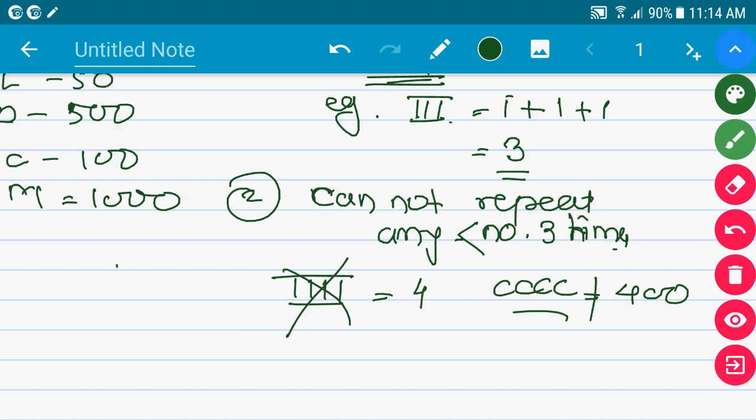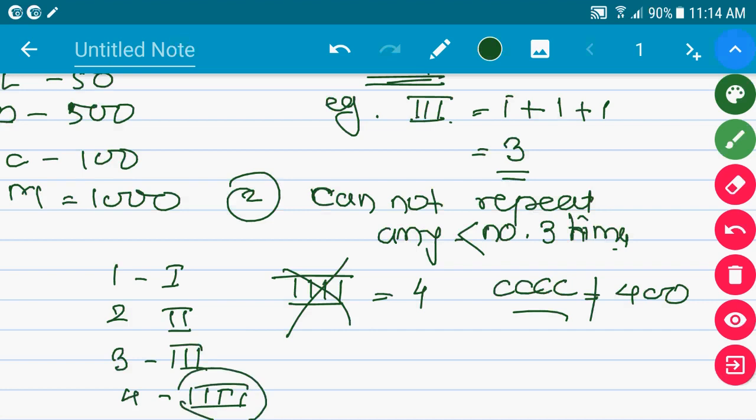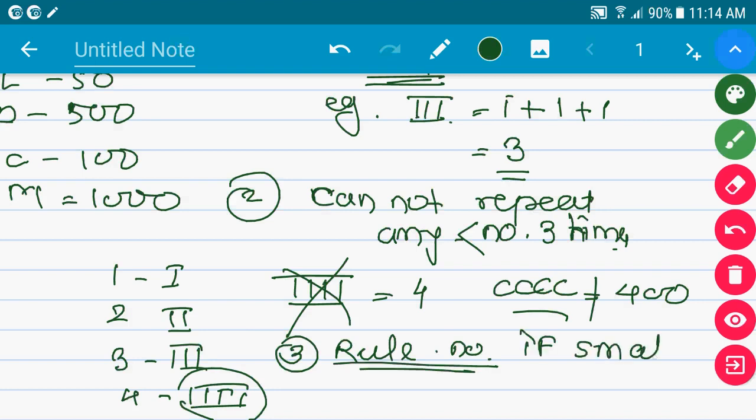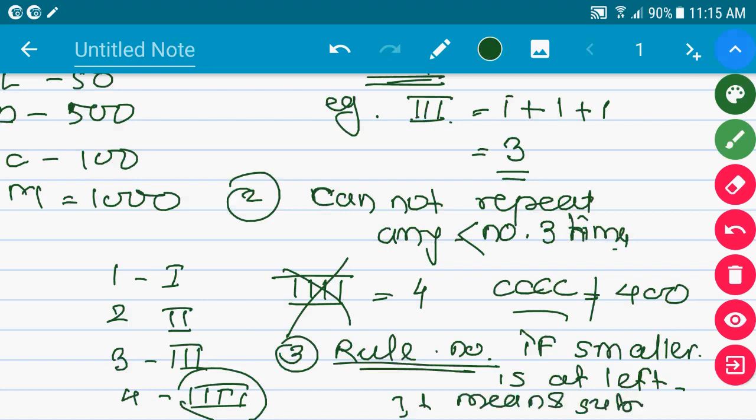In Roman numbers, if I have to write 1, then I will write only a single I. If I have to write 2, then II, because we can add. 3, then III. But for 4, I cannot write IIII. Then what can I do in that situation? So there is rule number 3. If a smaller number is at the left, then it means subtraction.